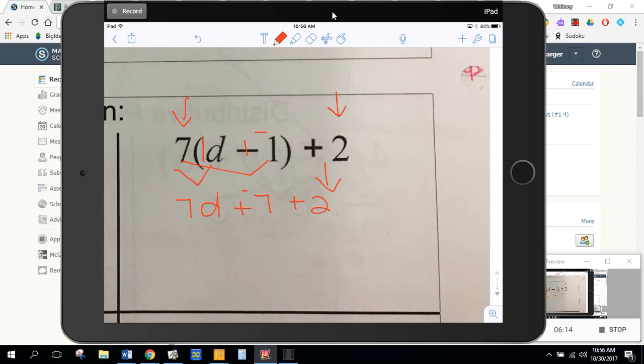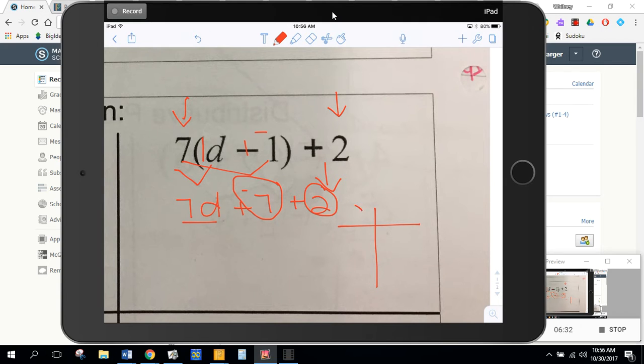Now, some of you guys think you should stop here, but hopefully you notice that we have some like terms. So we're not fully simplified yet. So we have a -7 and a +2. Now, the 7D doesn't have any like terms with it. So now we're going to make our table to combine our like terms.